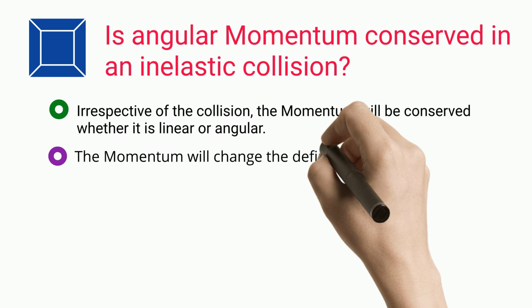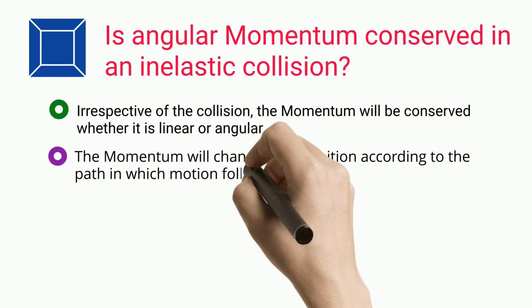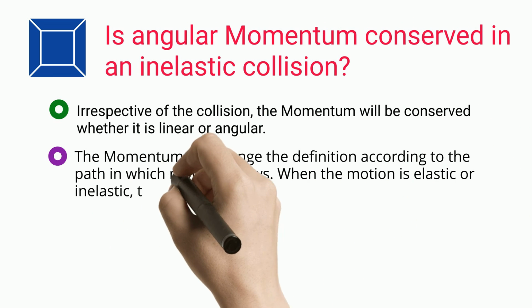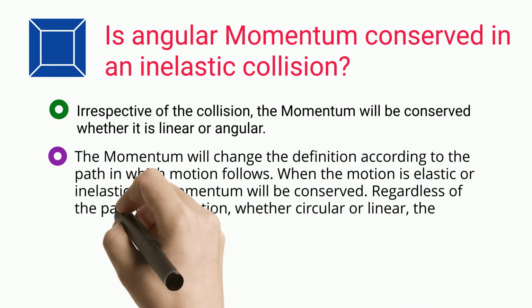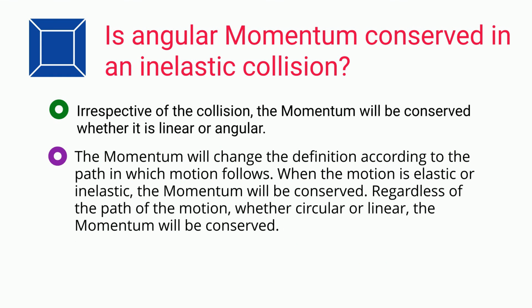The momentum will change its definition according to the path which the motion follows. When the motion is elastic or inelastic, the momentum will be conserved. Regardless of the path of the motion, whether circular or linear, the momentum will be conserved.